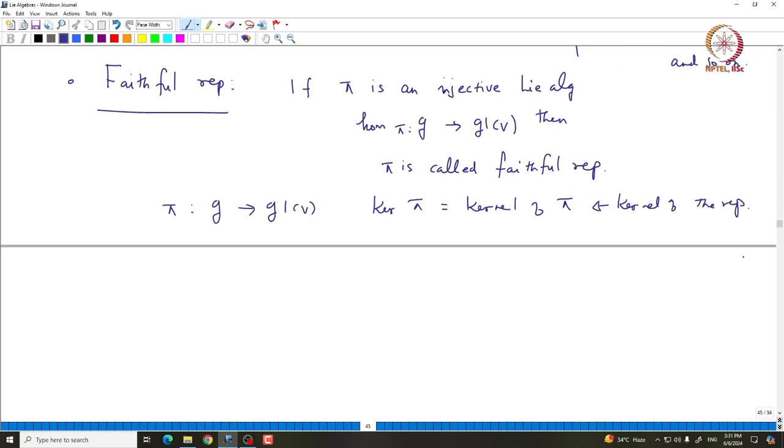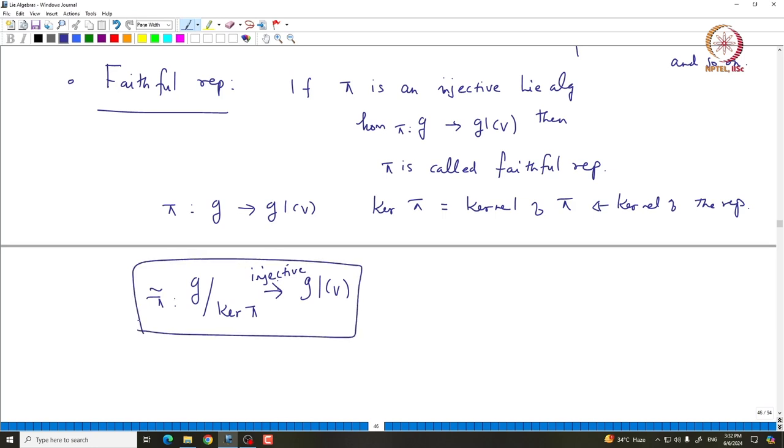Now, it is easy to see that if you go modulo the kernel, then we will get a faithful representation of the quotient Lie algebra. So, we have an injective map from G modulo kernel pi to GL of V, and it is easy to see this induced map is injective. That means given a representation, we can always produce another representation for the quotient Lie algebra, which is injective.